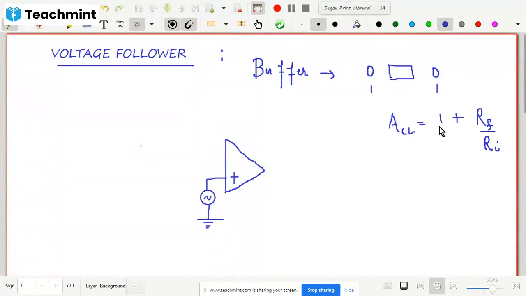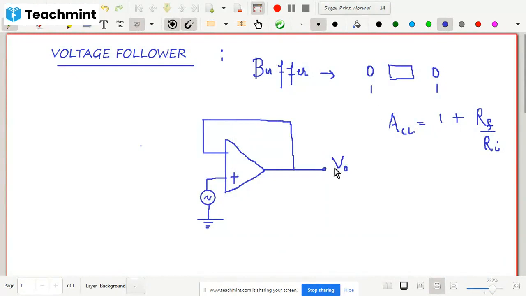If I make the gain 1, how will I have to design it? This one is quite simple. You don't give the input resistance and you don't give the feedback resistance. Although you give the feedback path, just connect it in this way without any resistance.